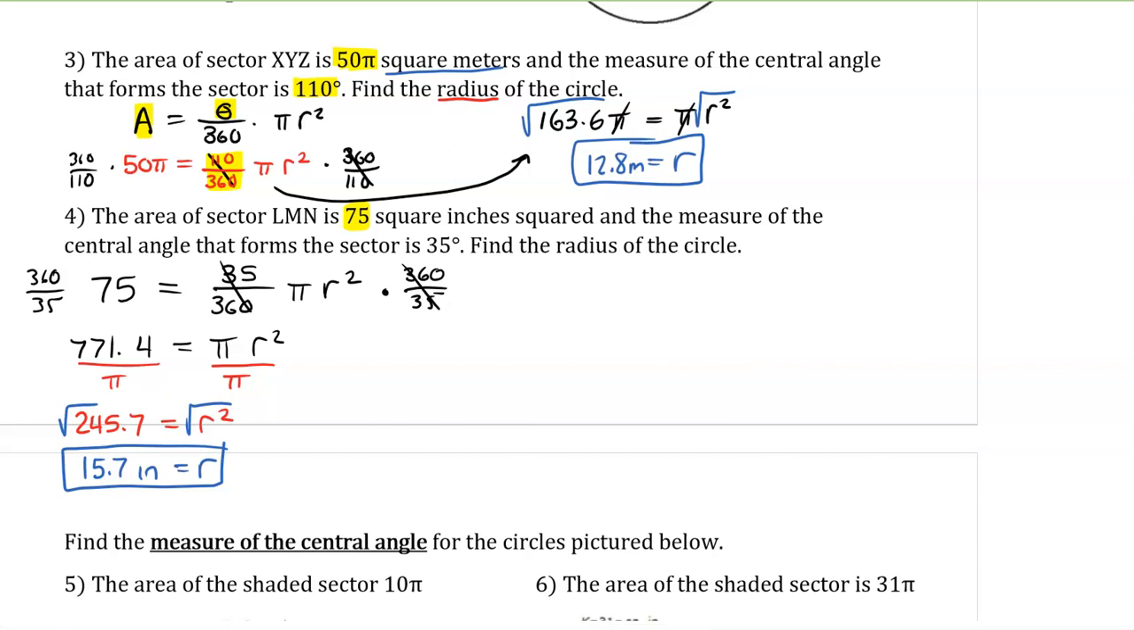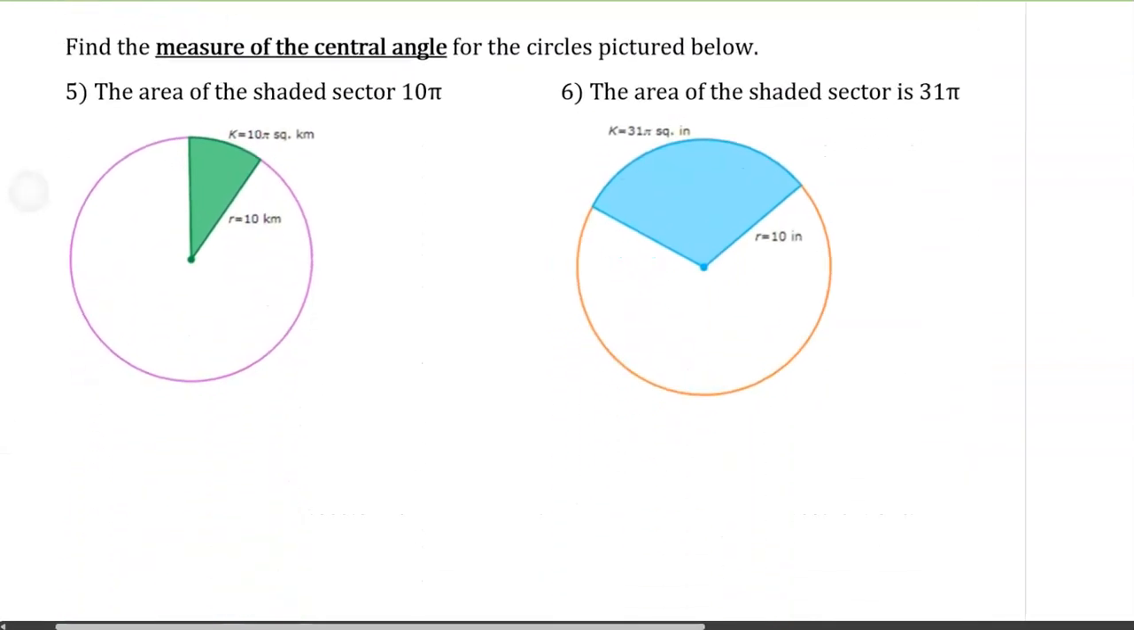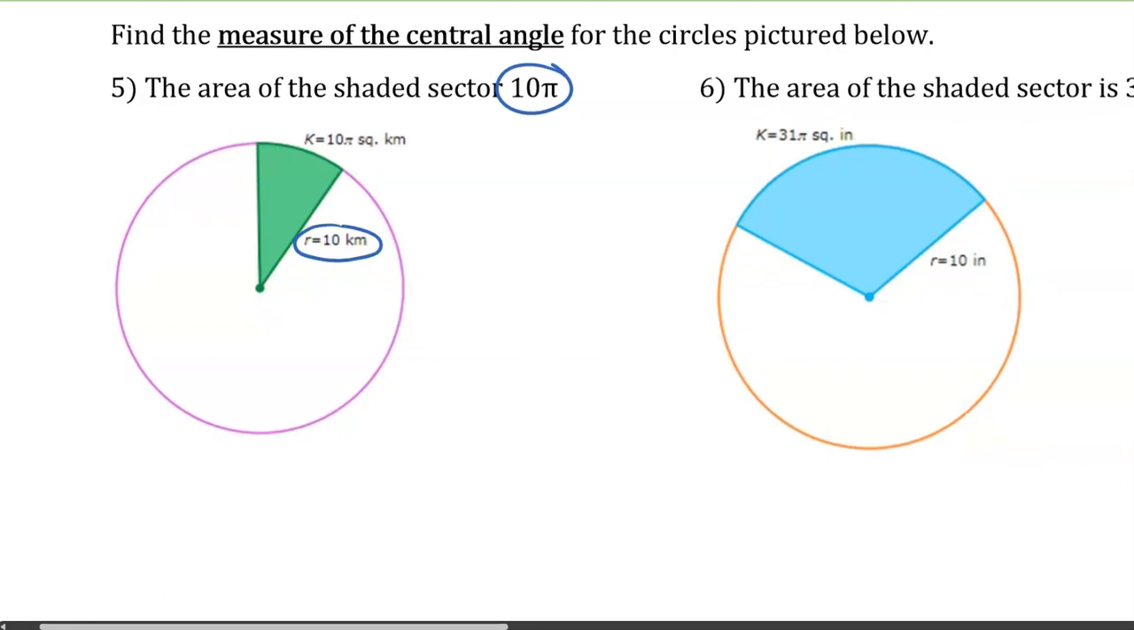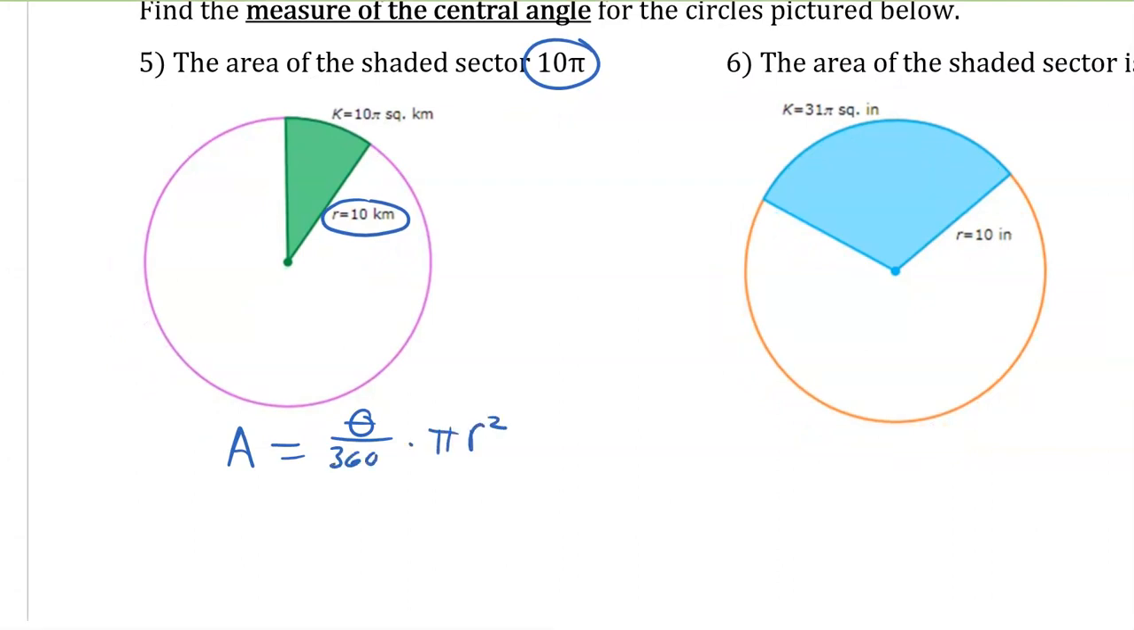So the last leg of our lesson here is what happens when we need to find the central angle itself. So here it is. We have the shaded area of the sector as 10 pi. We also know that the radius is 10 kilometers. It's a rather large unit, but we can still do this. So it's going to be theta over 360 times pi r squared. So in this last scenario, we know the area, we know the radius, so we're going to go ahead and plug those things in. Get 10 pi as my area.